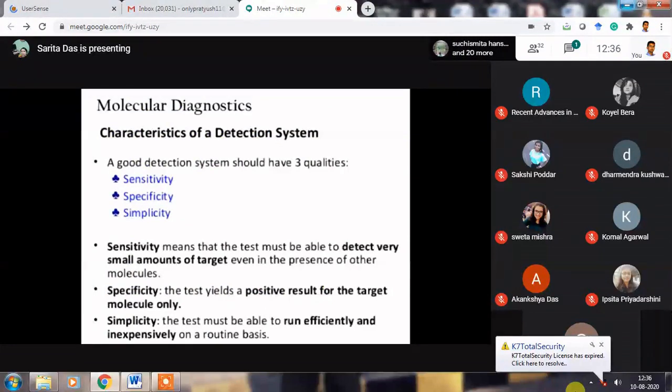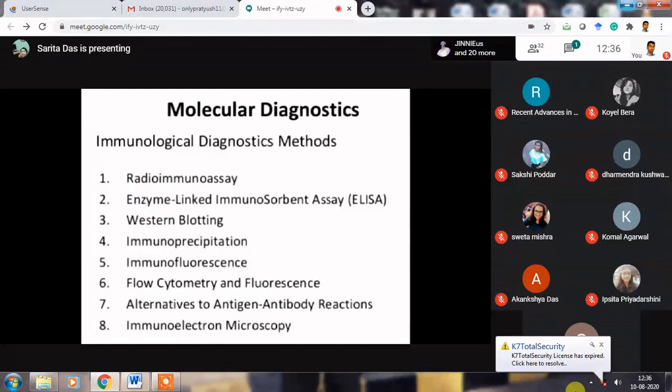Now, what are the characteristics of a good molecular diagnostic? It should be sensitive, meaning it should be able to detect a very small amount of the target. Then it should be specific, meaning a positive result from the target molecule only, and it should be simple, meaning it can run efficiently and inexpensively on a routine basis. And these are some of the protein-based diagnostic methods. The list is here.